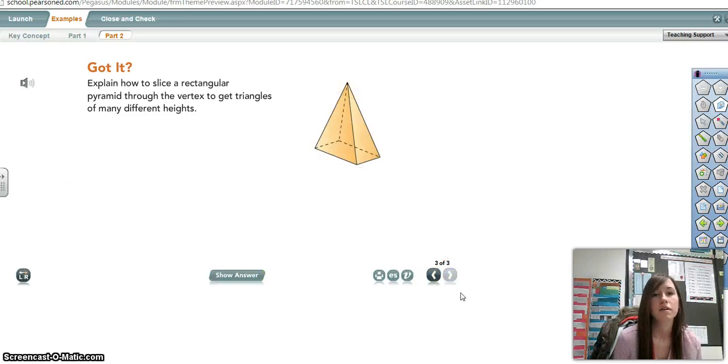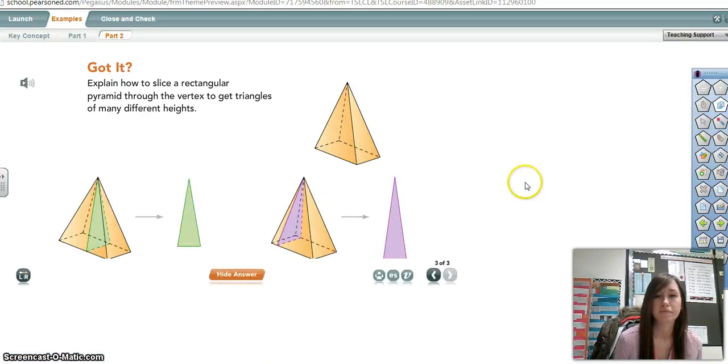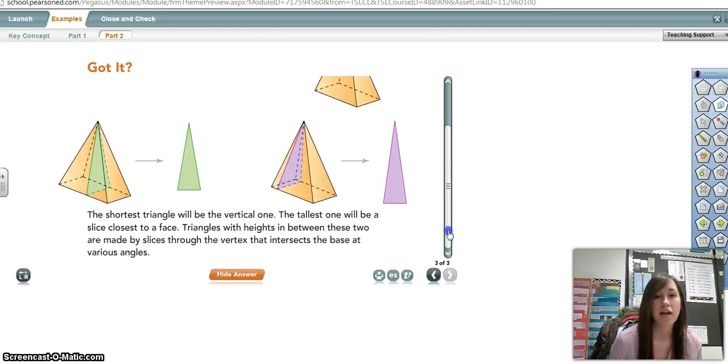Explain how to slice a rectangular pyramid through the vertex to get triangles of many different heights. Well, whenever we cut straight down, right down the middle, we get a triangle that is just as tall as the pyramid. Can you think of a way to cut down still through the vertex, but we would get maybe a taller triangle? If you cut down at an angle, you'll get a taller triangle.